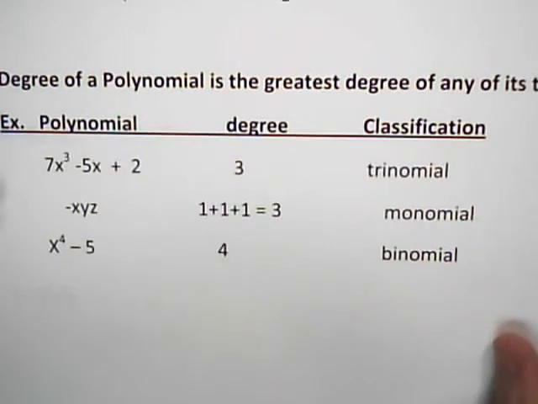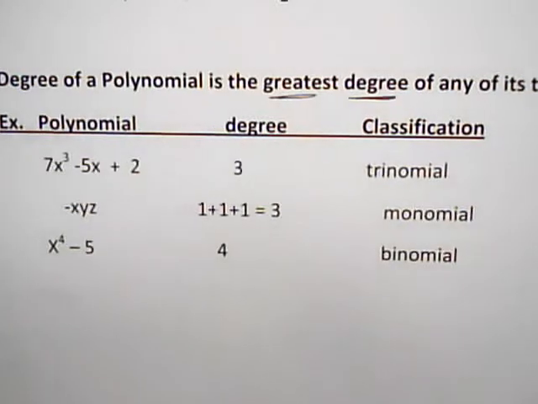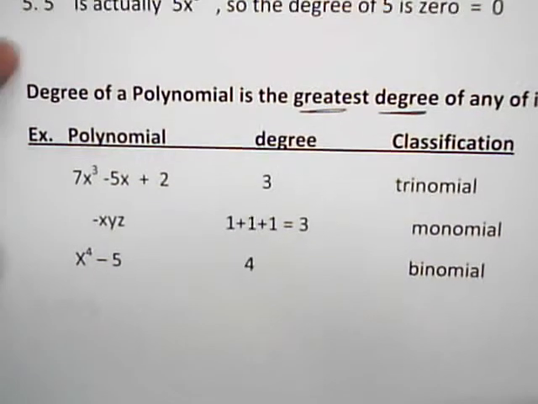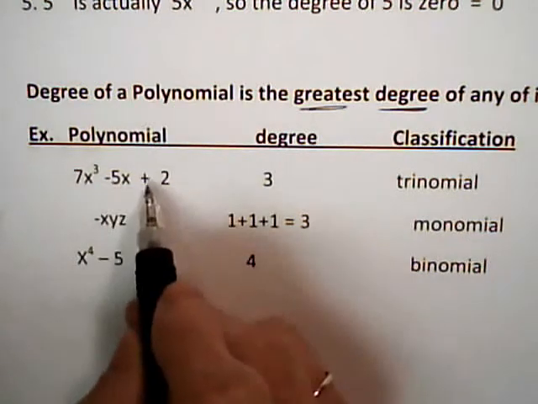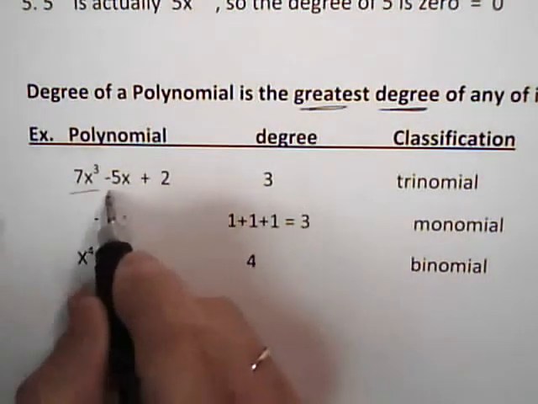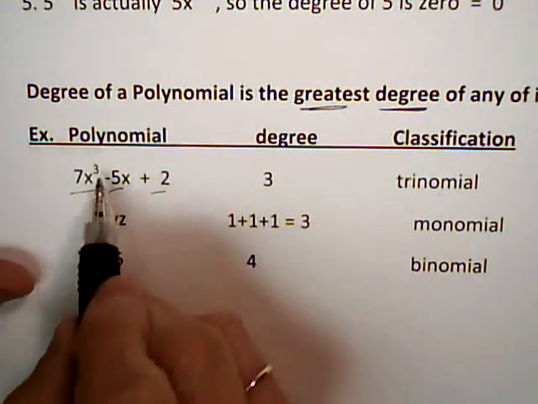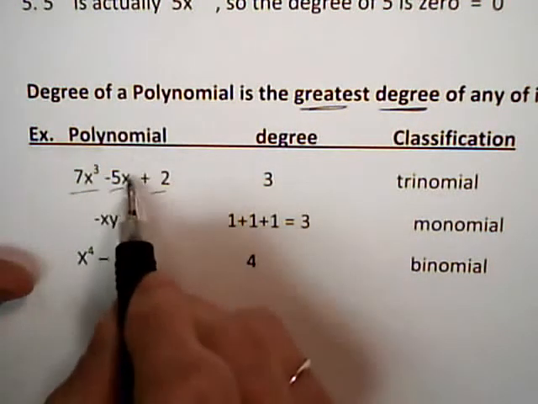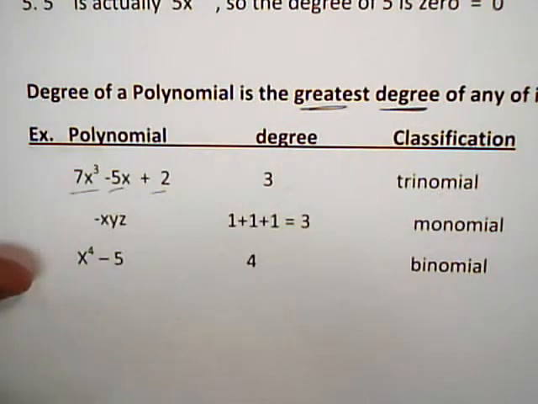This says the degree of a polynomial is the greatest degree of any of its terms. For example, 7x cubed minus 5x plus 3. Notice there are 3 terms. This makes this a trinomial. And you have a degree of 3, a degree of 1, and a degree of 0. So they use the greatest. That would be a 3.